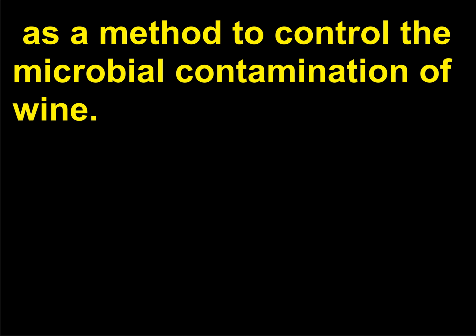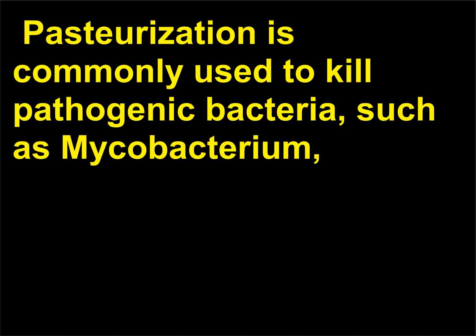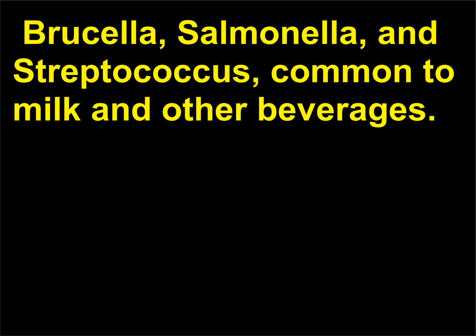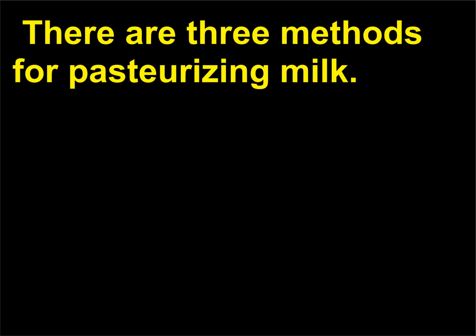As a method to control the microbial contamination of wine, pasteurization is commonly used to kill pathogenic bacteria, such as Mycobacterium, Brucella, Salmonella, and Streptococcus, common to milk and other beverages. There are three methods for pasteurizing milk.